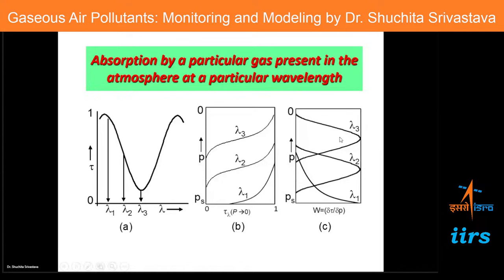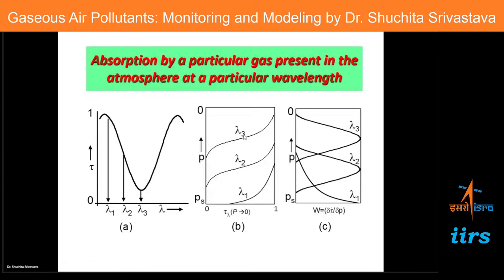So from here we can see that lambda 1 will give information of this layer. If the satellite is sensing lambda 1, lambda 1 will give you information about the lowest atmosphere, right? Lambda 2 will give you the intermediate atmosphere, and lambda 3 will give you upper atmospheric information. If the satellite is sensing lambda 3 wavelength photons only, then it is not looking at the lower atmosphere. The lower atmospheric contribution is 0. Similarly, if the satellite is measuring lambda 2, the lower atmosphere and upper atmosphere contribution is 0. That is why this layer information will be reaching the top of the atmosphere, to the satellite.